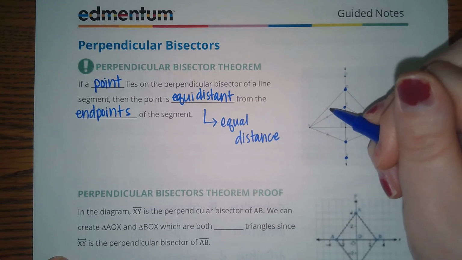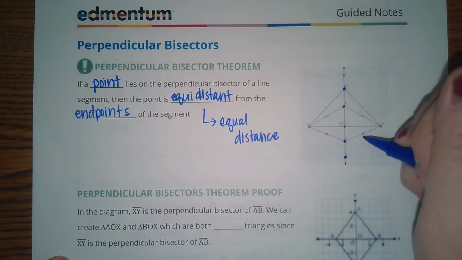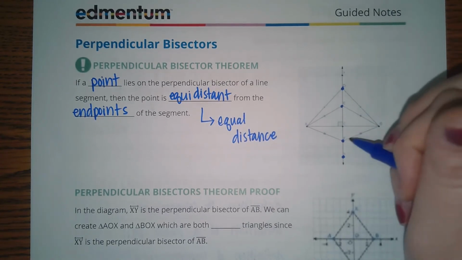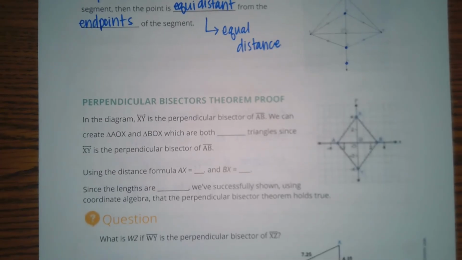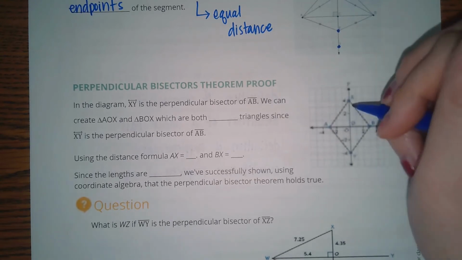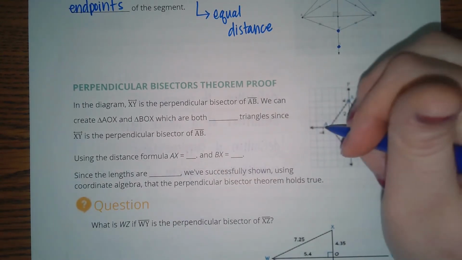So we can see that this line is congruent to this line is congruent to this line is congruent to this line, right? So if I have these points along my perpendicular bisector, they will always be the exact same distance from each of my endpoints. Now in order to prove this, we can look at this diagram. We have XY, which is this vertical line here, is a perpendicular bisector of AB, which is this line segment here.